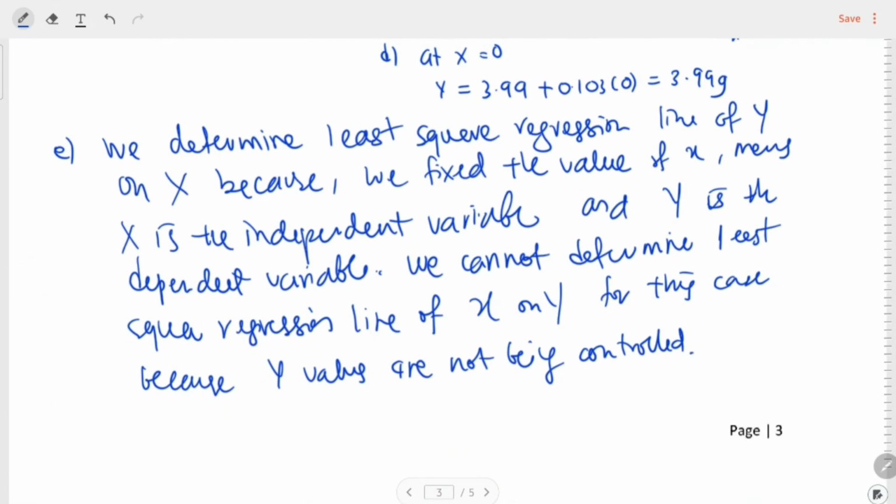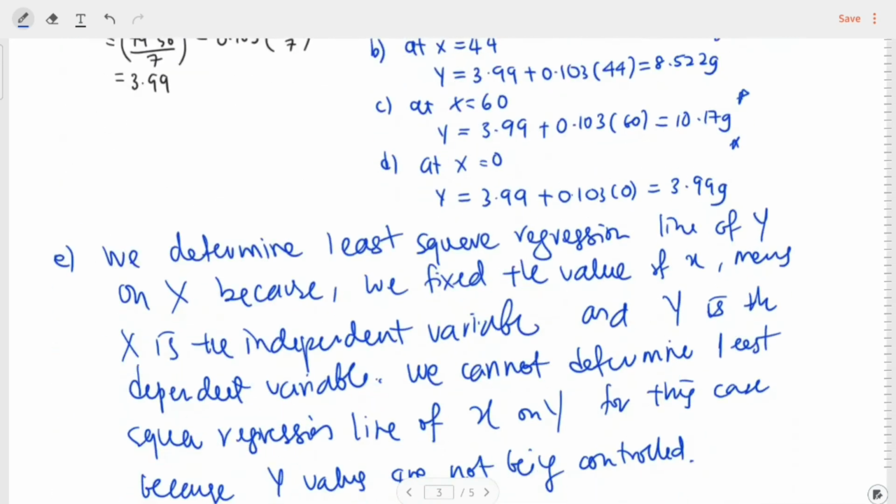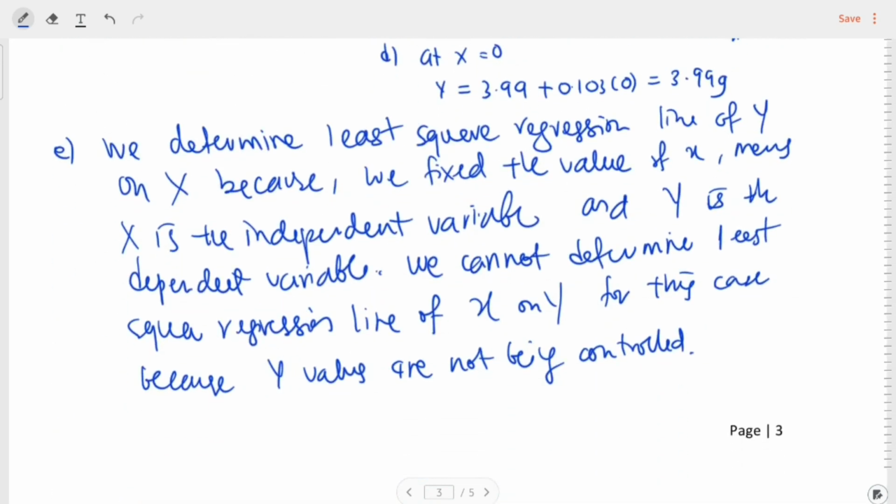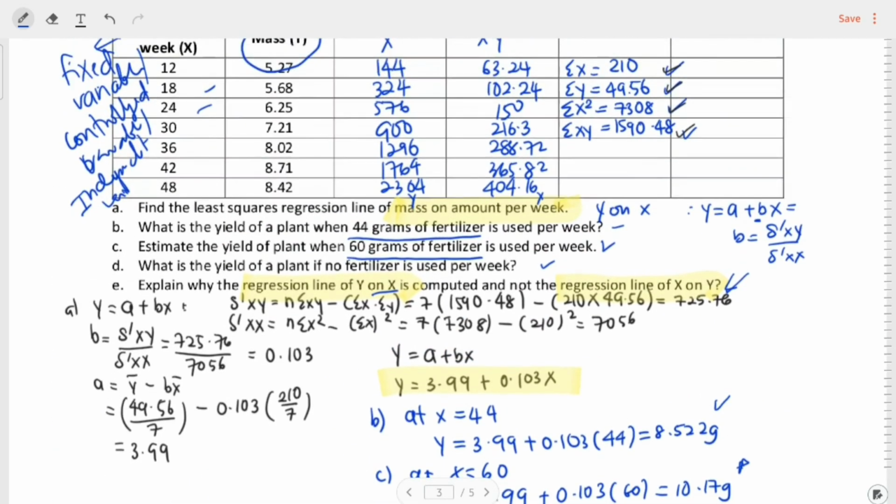So I hope you now have a clear understanding on how to determine your least square regression line, and which least square regression line we are going to use. Is it y on x or x on y? Again, you need to determine which line based on the given, which one is the control variable. Is it x or is it y? It is advisable, if you are not sure and the question doesn't ask you which line it is, to refer to the next question if there is a prediction question.